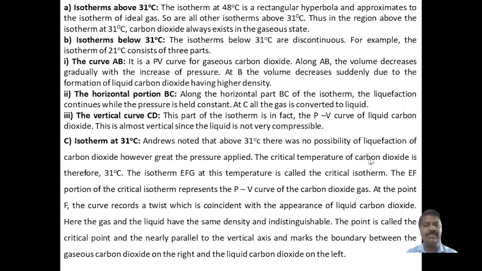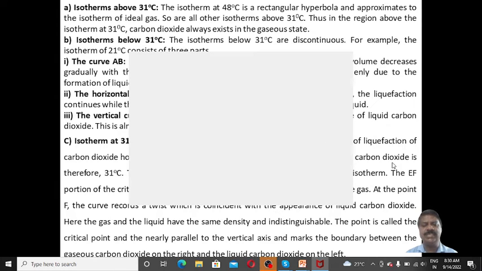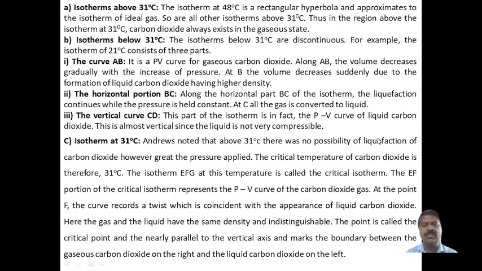The critical temperature of carbon dioxide is 31 degrees Celsius. The isotherm EFG at this temperature is called the critical isotherm. EFG. What is that EFG here? This is the EFG isotherm here.